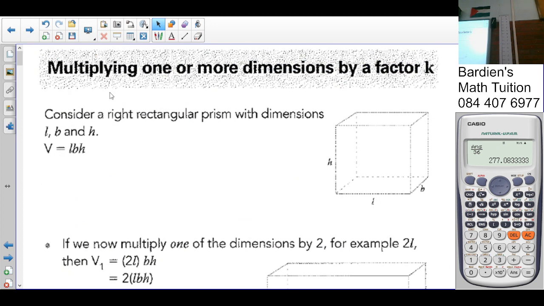Number 5. Now we can multiply one or more dimensions by a k factor. Consider a right rectangular prism with dimensions L, B, and H, and say the volume is equal to L times B times H. Right, write down your heading. Heading for today.